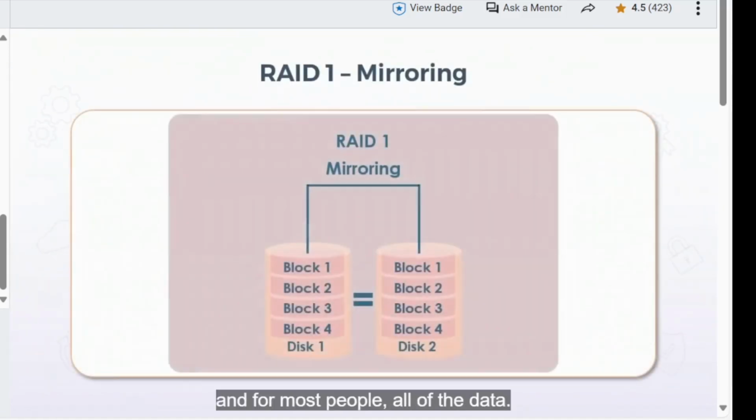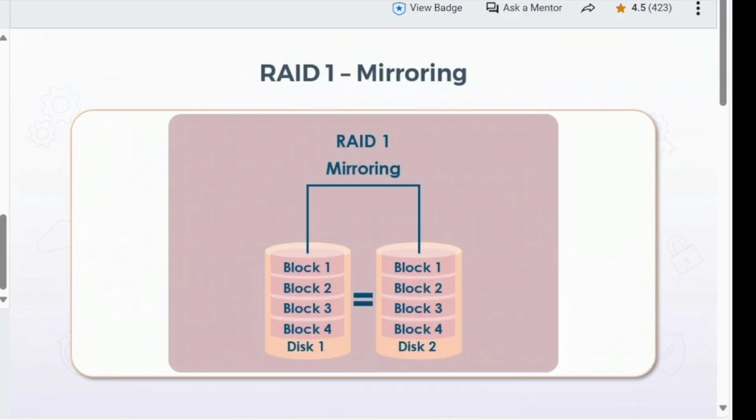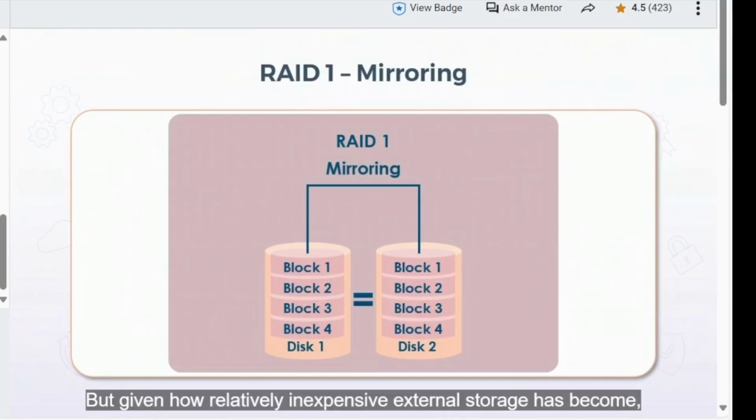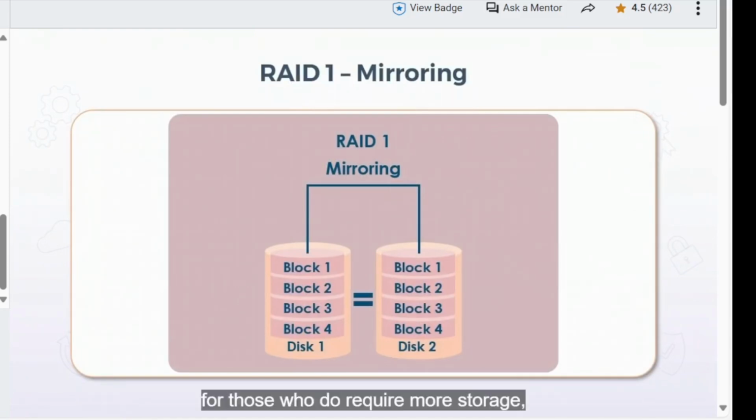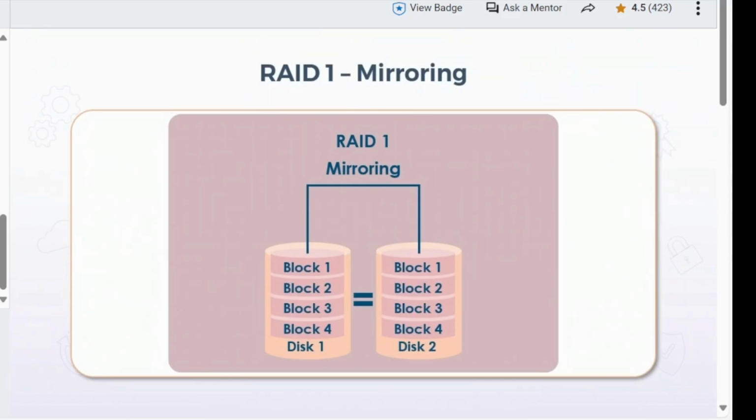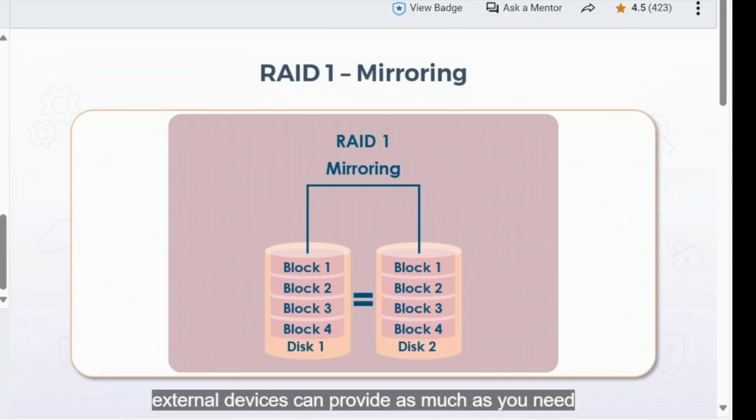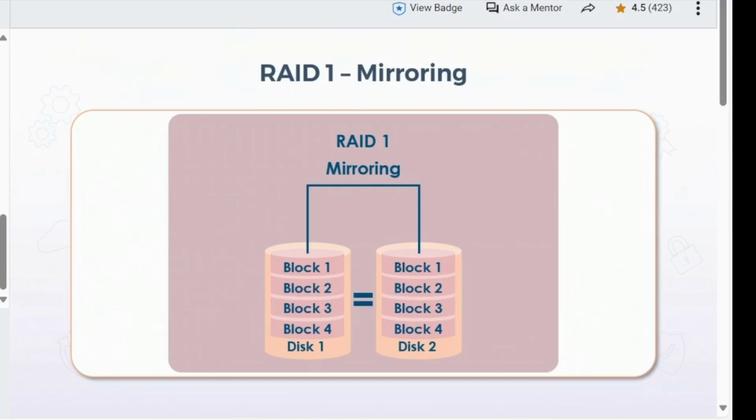So the next level is RAID 1, which is referred to as mirroring, and this does implement redundancy because effectively you get an identical copy of every file written to any given disk. So here we see block 1, block 2, block 3, block 4 on disk 1, and we see the exact same blocks on disk 2.